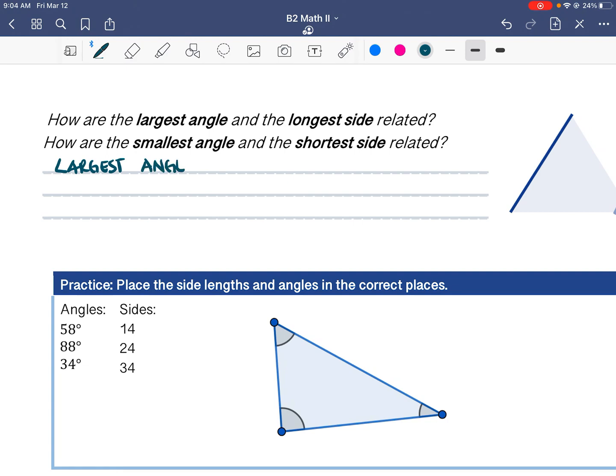Largest angle is opposite longest side. And same thing for the smallest angle.